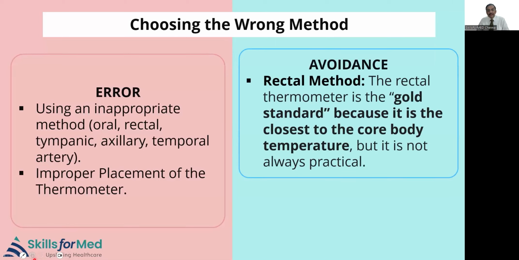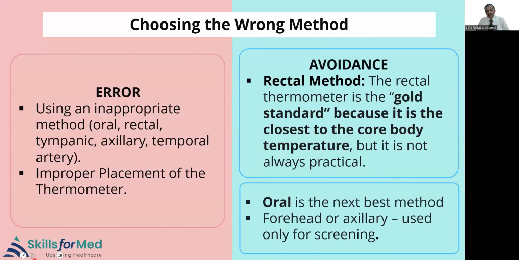So the rectal method is supposed to be the gold standard because it is very close to the core body temperature, but unfortunately, it is not always practical to stick a thermometer into the anus every time for a patient. So that's the reason we use oral, which is the next best method. Forehead and axillary are actually only screening methods. We actually do it for children and add whatever value to the axillary temperature.